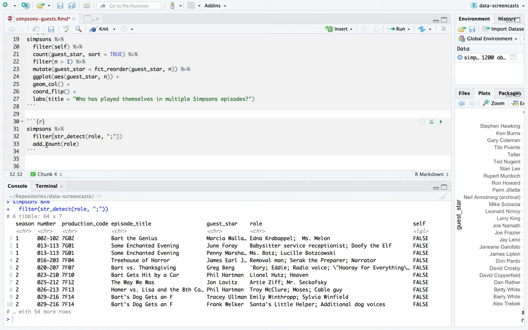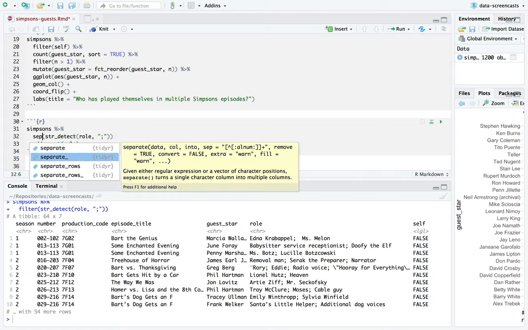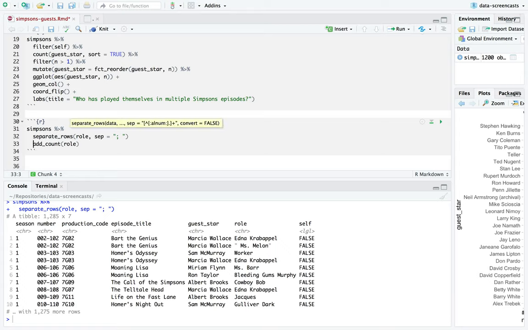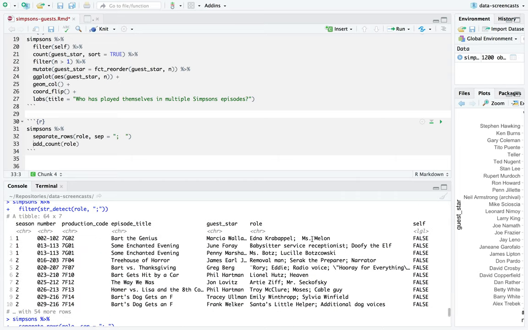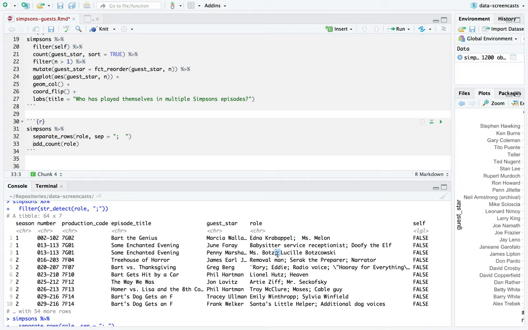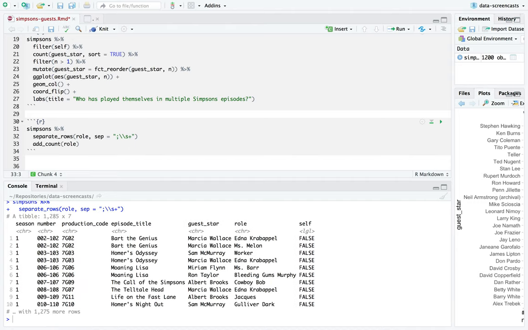All right, then what I'd want to do for that is do a step called separate rows, where I'd say I want to separate anytime there are multiple in the role column, separated by a semicolon and 2 spaces? Huh. Yep, looks like semicolon and 2 spaces. And wait. No, in some cases it's 1 space, in this case it's 2 spaces. What that tells me is I probably want to do semicolon and some number of spaces.